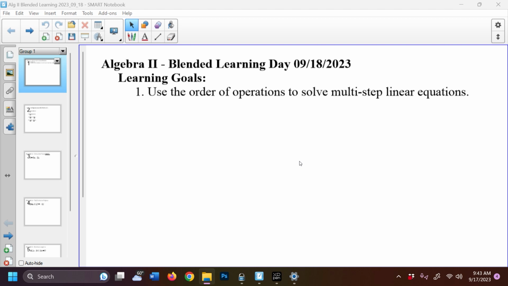Okay, good day. This is our blended learning day for September 18th, 2023. Today's learning goal is to use the order of operations to solve multi-step linear equations.